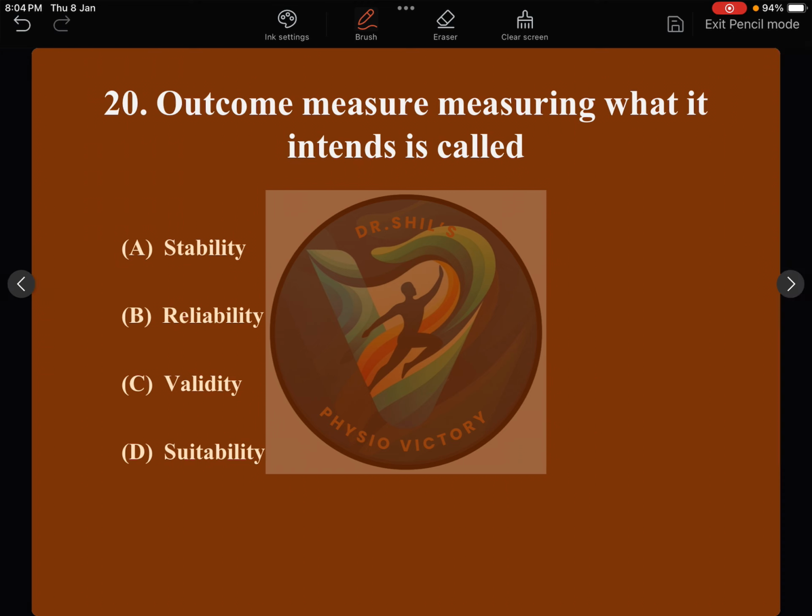Next, come to question number 20. Outcome measure measuring what it intended is called. Option A, stability. Option B, reliability. Option C, validity. Option D, suitability. Here the correct answer is option C. Validity ensures a tool measures the intended construct. Example, content, criterion validity.